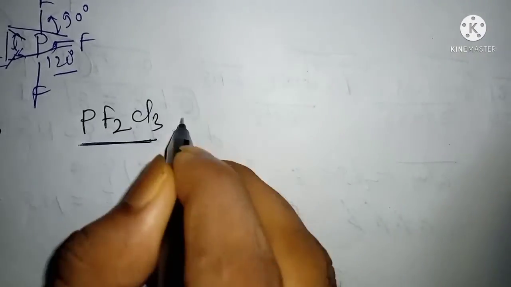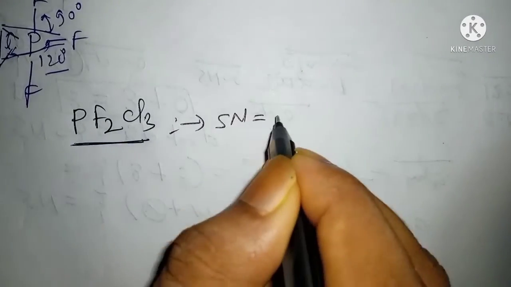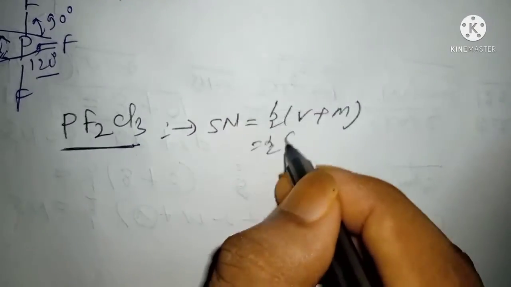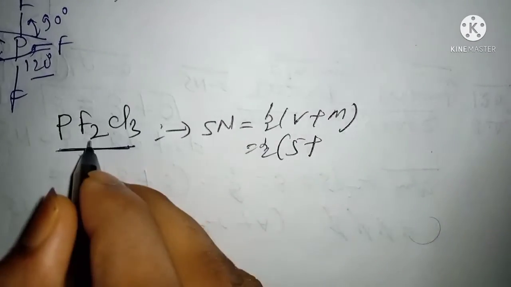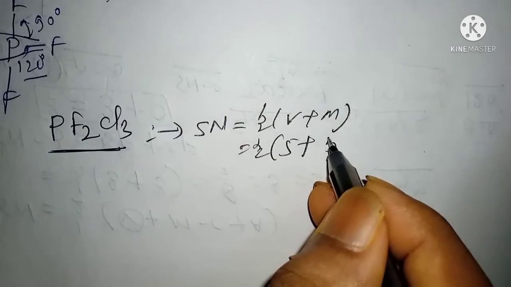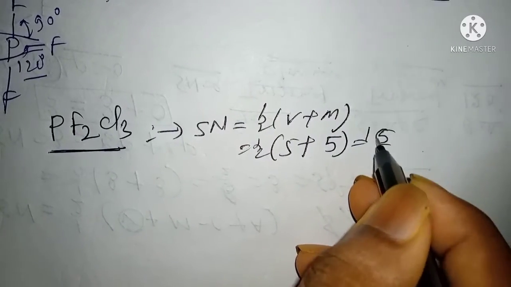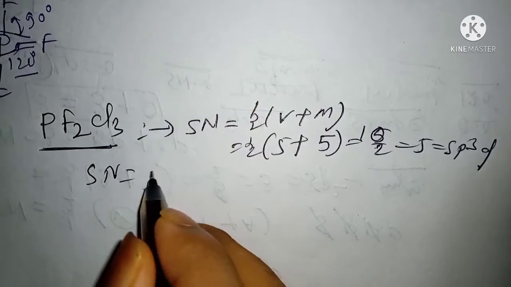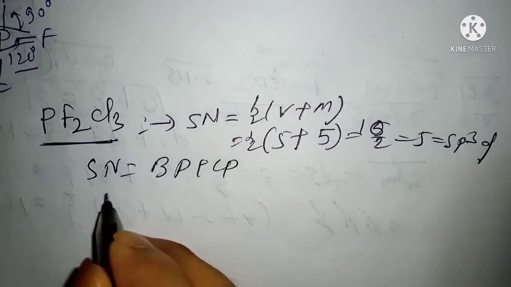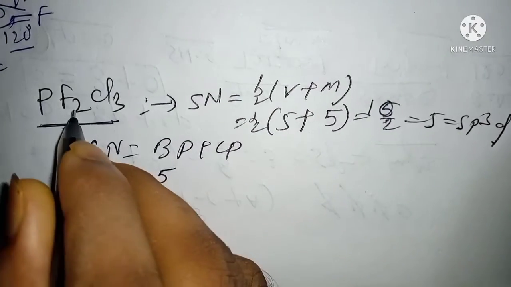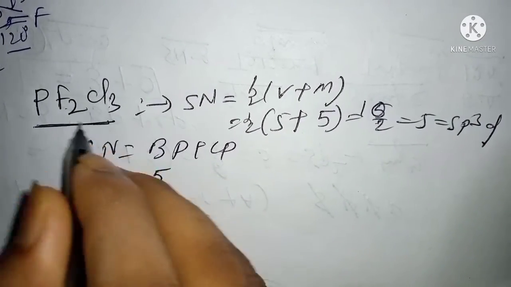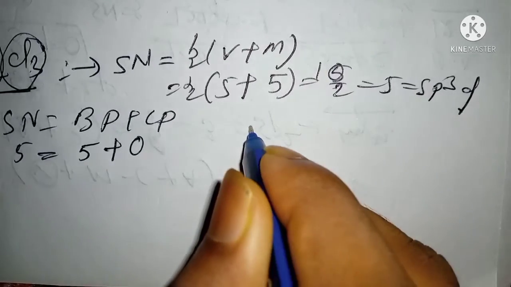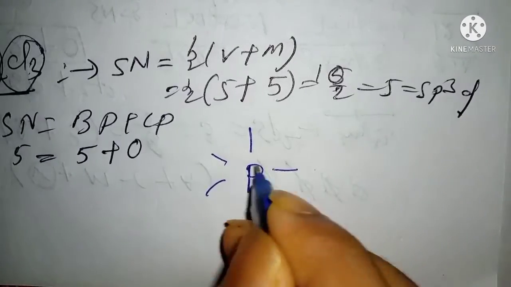PF2Cl3. Similar steric number calculation: half into V plus M minus C plus A, so half into V equals 5 plus number of monovalent atoms, this is 2, this is 3, so total 5, so 10 by 2 equals 5, this is sp3d. So steric number equals bond pair plus lone pair, 5 equals 5 bond pairs, 2 and 3, so total 5 side atoms, so 5 bond pairs and 0 lone pairs. So this is the TBP structure.